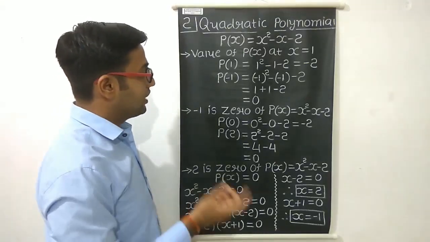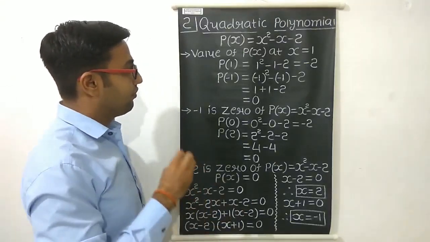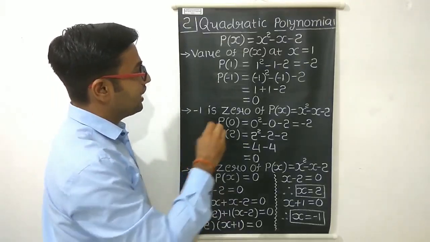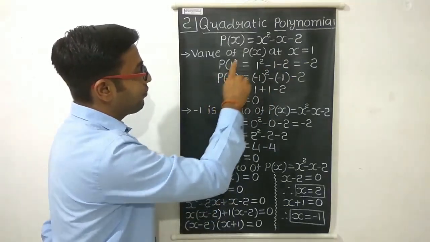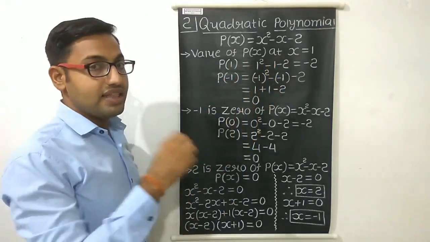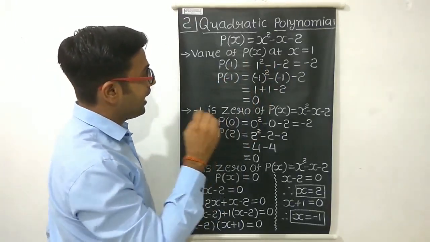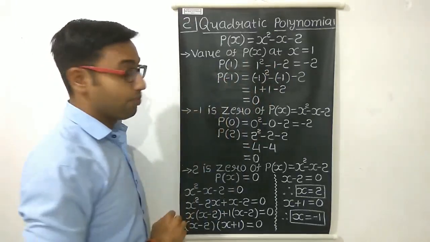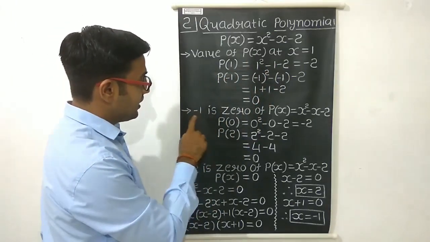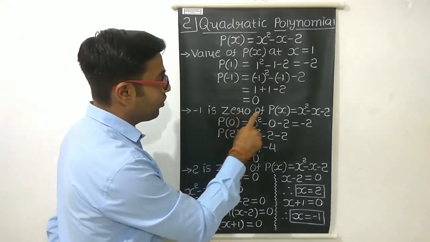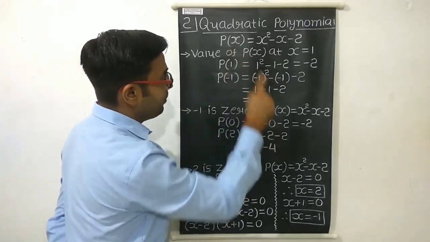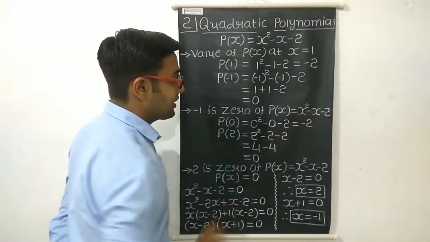So as I have said earlier, if we put a value of x and the polynomial becomes 0, then that value of x is called the 0 of the polynomial. So here we can say that minus 1 is a 0 of the given polynomial p of x is equal to x square minus x minus 2.